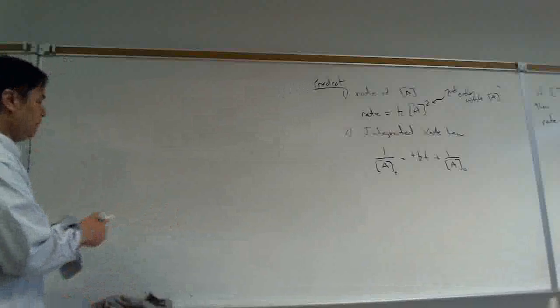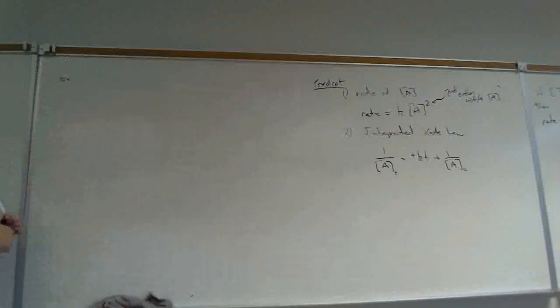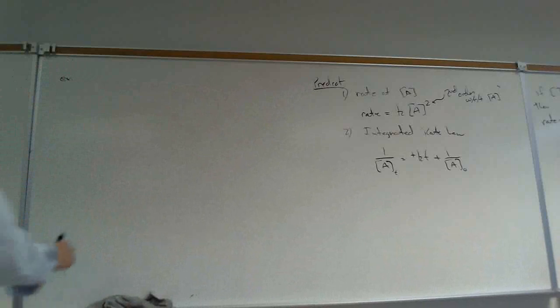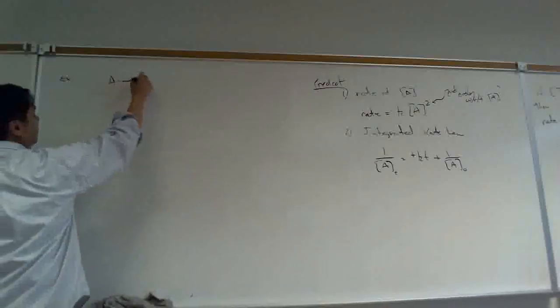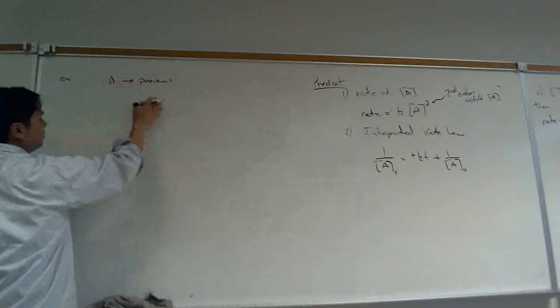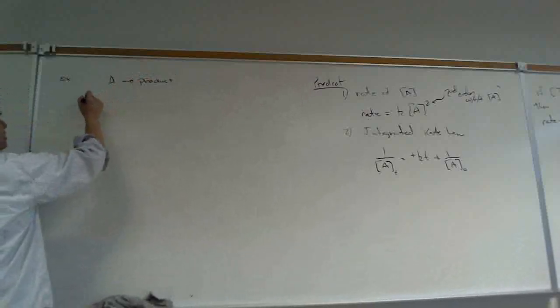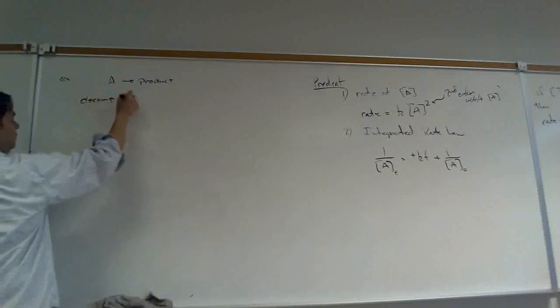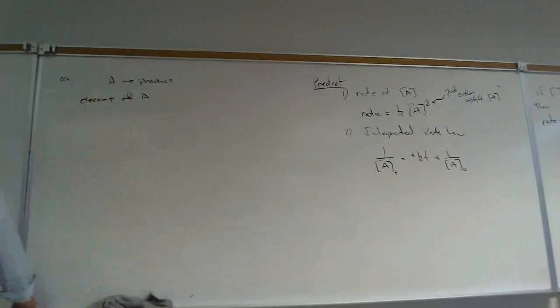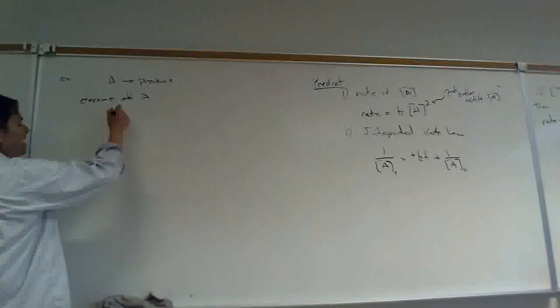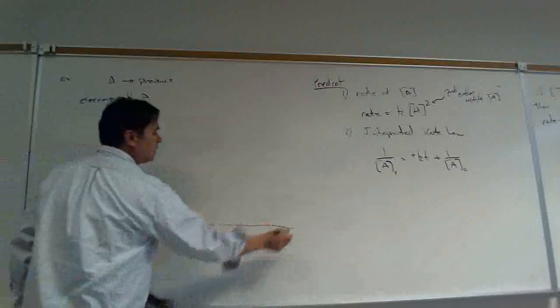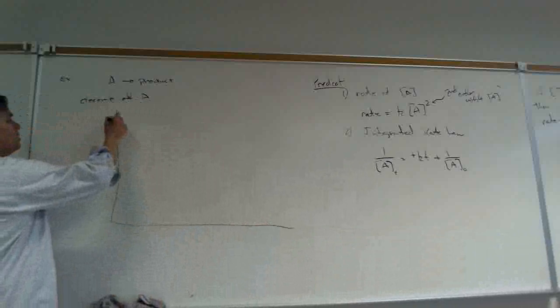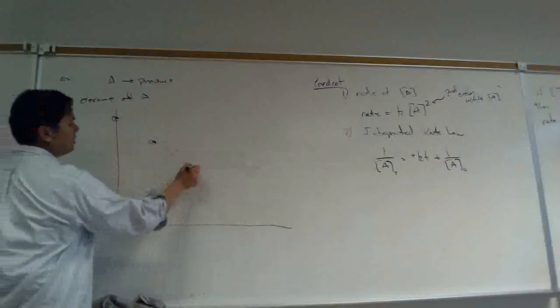So let's look at an example here. An example would be something like this. A goes to product. There could be multiple products here, but we're just looking at the decomposition reaction of A. Like hydrogen peroxide. Hydrogen peroxide decomposes into water and O2 gas. And so this would be similar to that. So if we're looking at the decomposition of A, then we can look at different patterns. And so one scenario might be it decomposes like this.